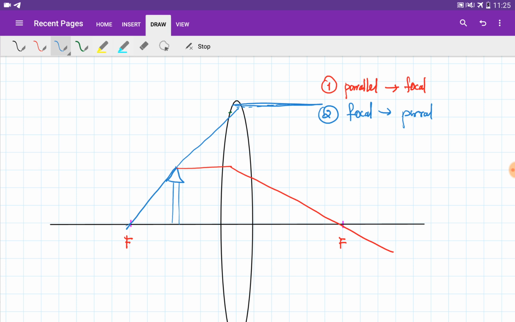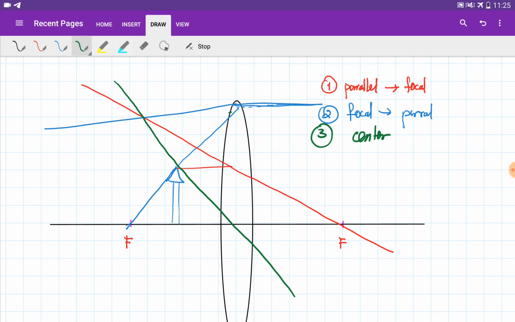So basically, in order to do this, I'm going to continue this red line, and also I'm going to continue this blue line. And at the end, in step number 3, we need to draw a line through the center of the lens. So this light is going to be like this roughly. And the intersection of the 3 lines is going to tell us where we are going to have an image. So this is going to be the figure of our image.